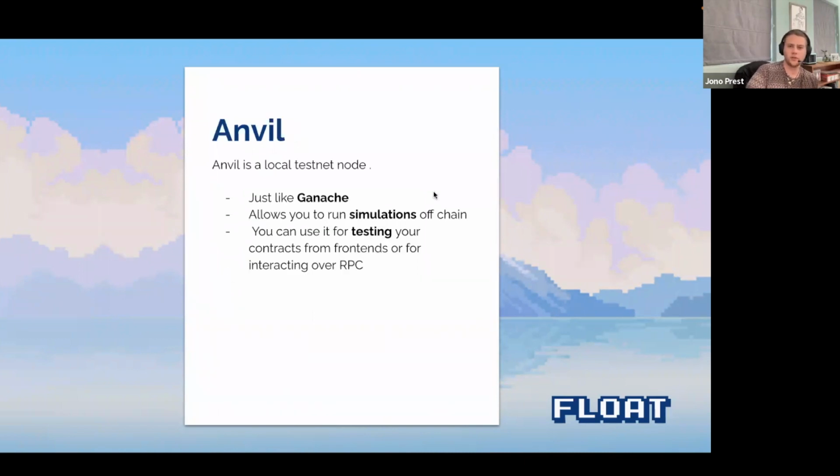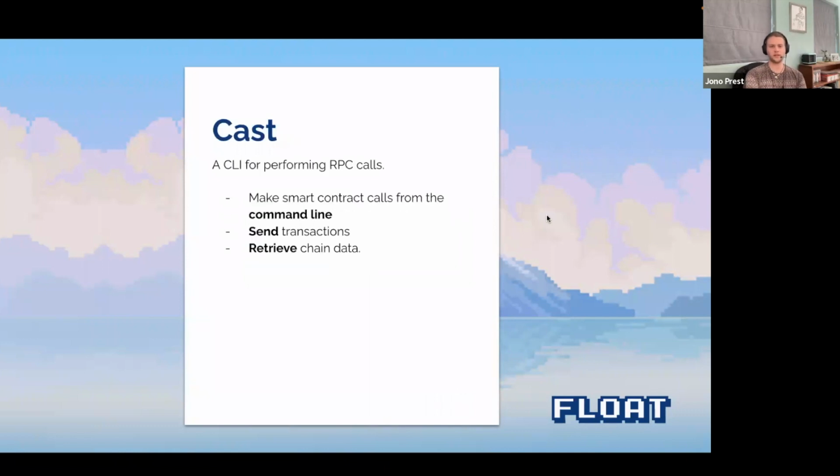It also comes with a tool called Anvil, which allows you to run a local test node. For those of you that are familiar with other tools like Ganache, it's just like Ganache. It allows you to run your simulations off chain, and you can use it for testing your contracts from front ends or interacting over RPC. So that's a nice way to do local development with smart contracts.